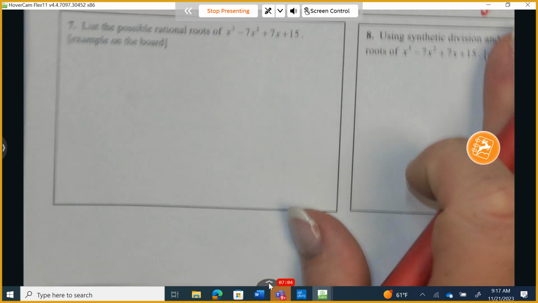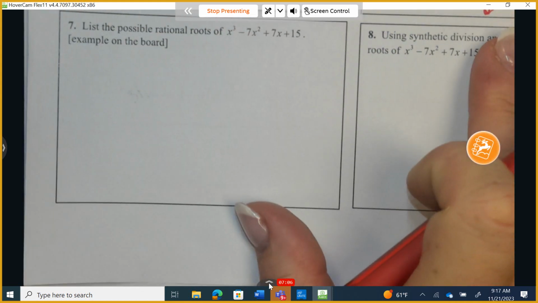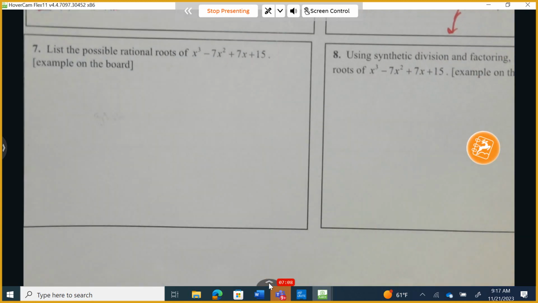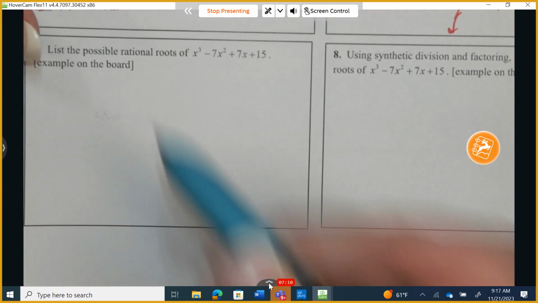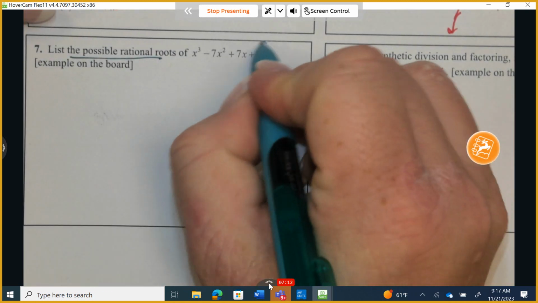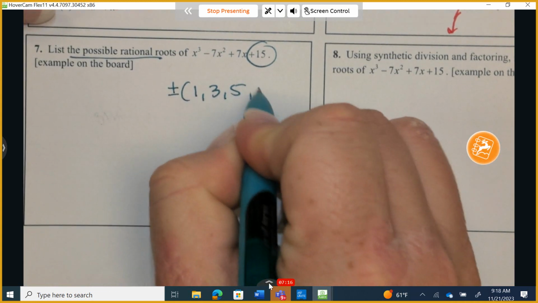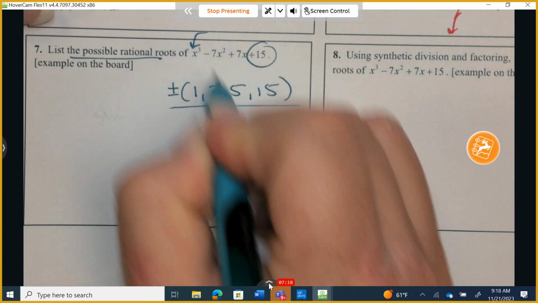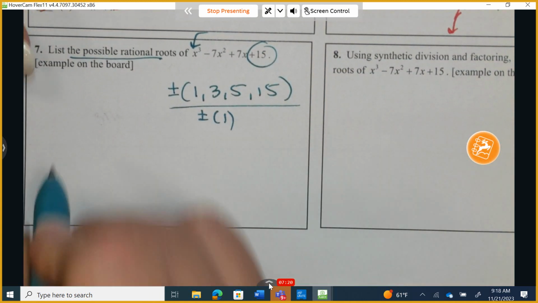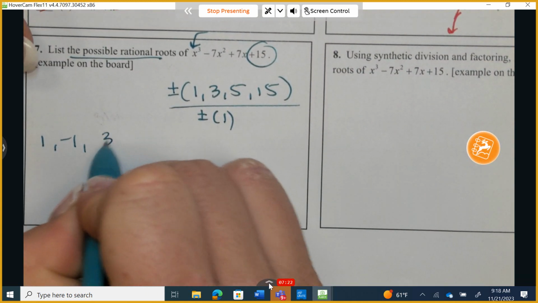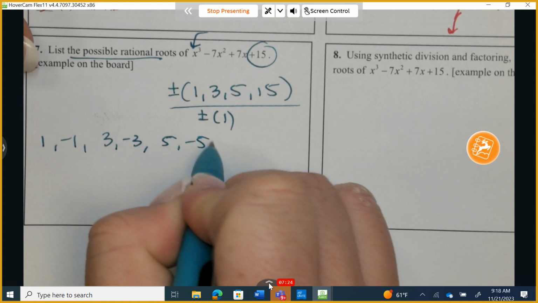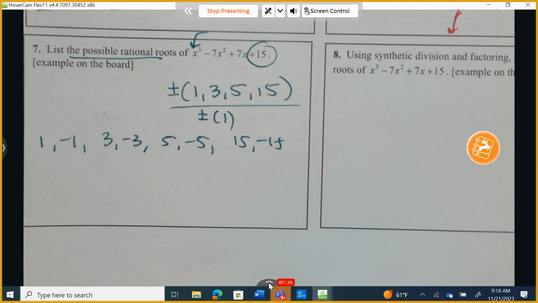Please find number 7. 7, 8, 9, and 10 are all related. Okay, we're going to start by doing the same thing we did in number 1. We're going to list all the possible rational roots. Factors of 15 would be 1, 3, 5, and 15. Factors of the leading coefficient, which is 1, is just +1. So 1, -1, 3, -3, 5, -5, and 15, -15.